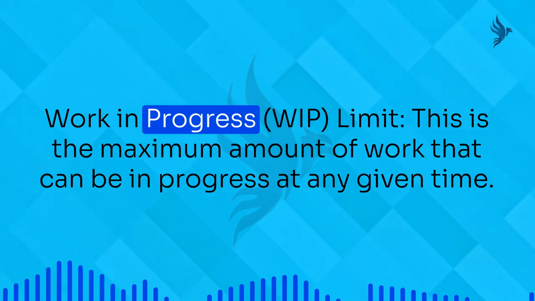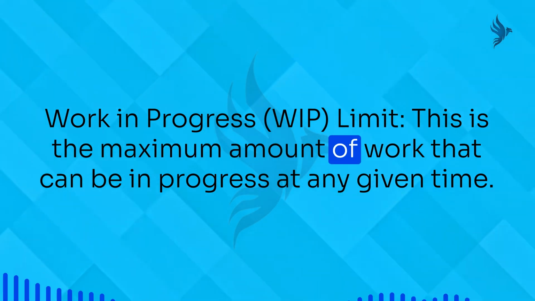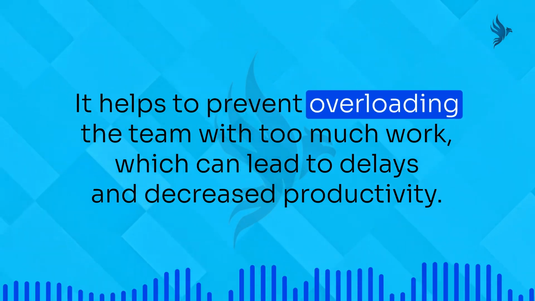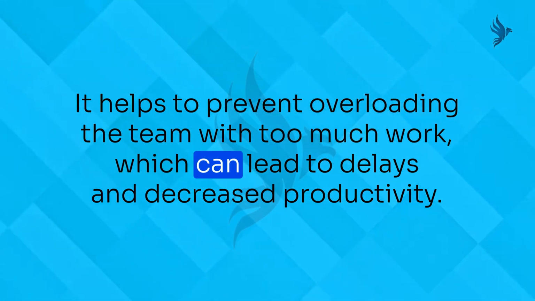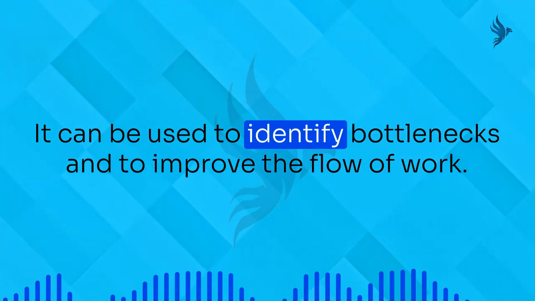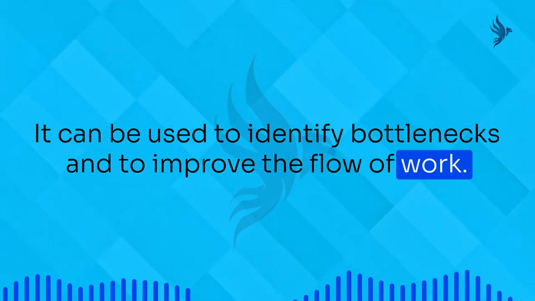6. Work in progress limit. This is the maximum amount of work that can be in progress at any given time. It helps to prevent overloading the team with too much work, which can lead to delays and decreased productivity. It can be used to identify bottlenecks and to improve the flow of work.